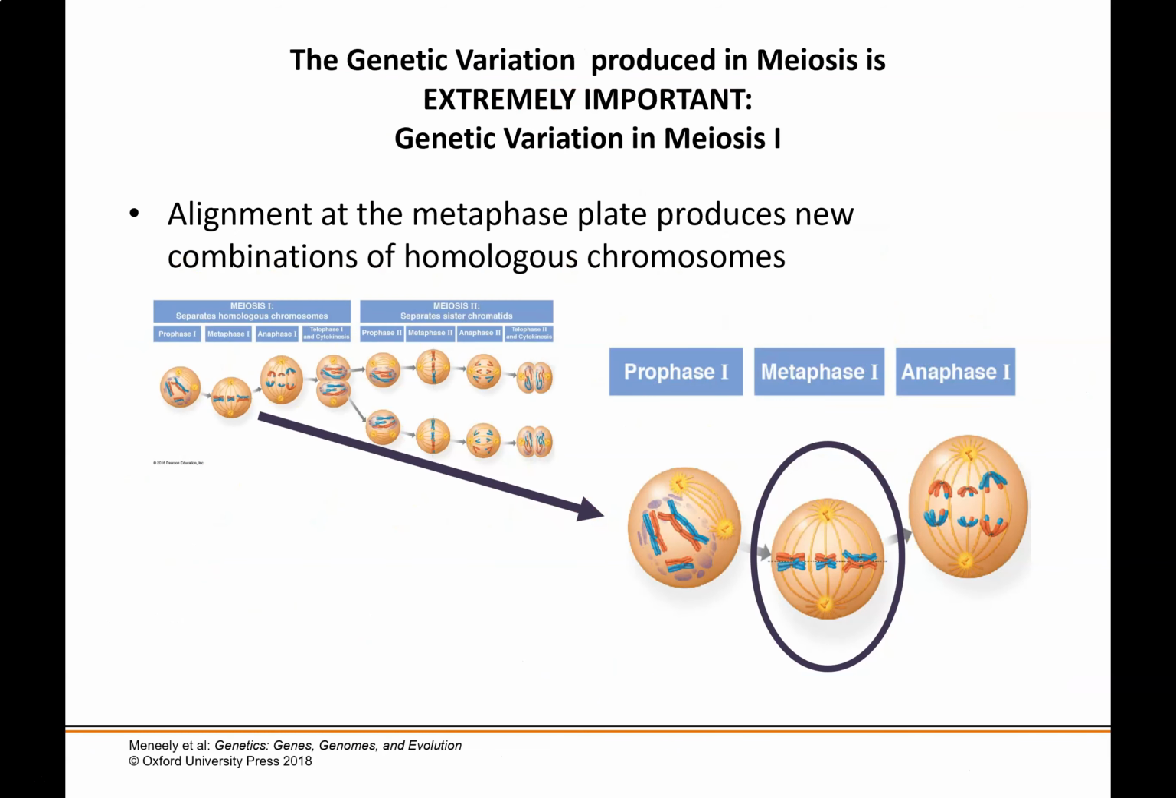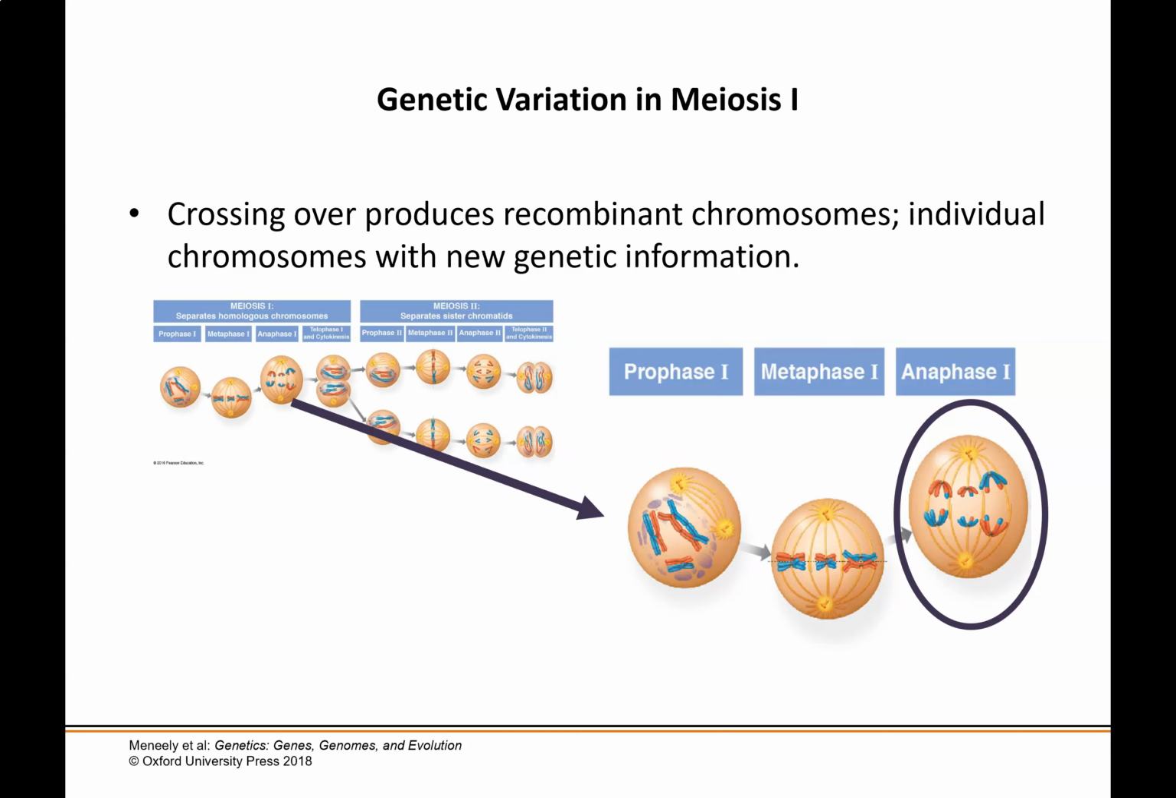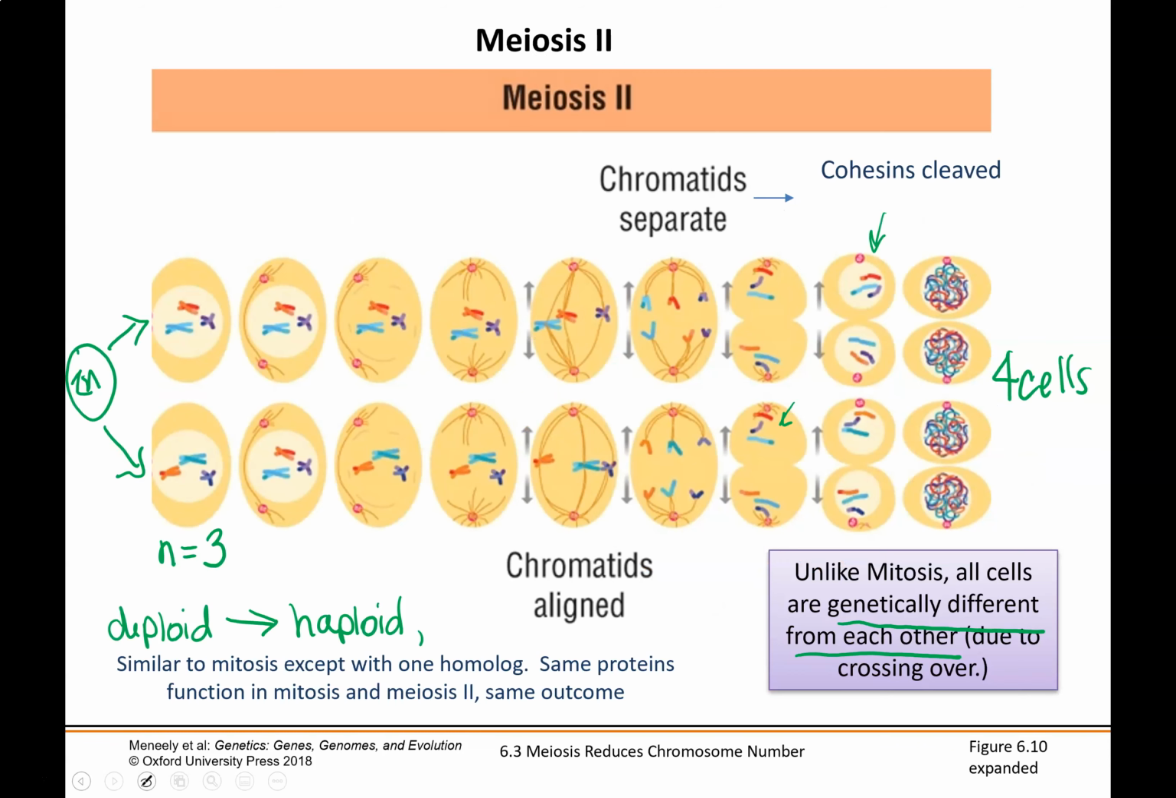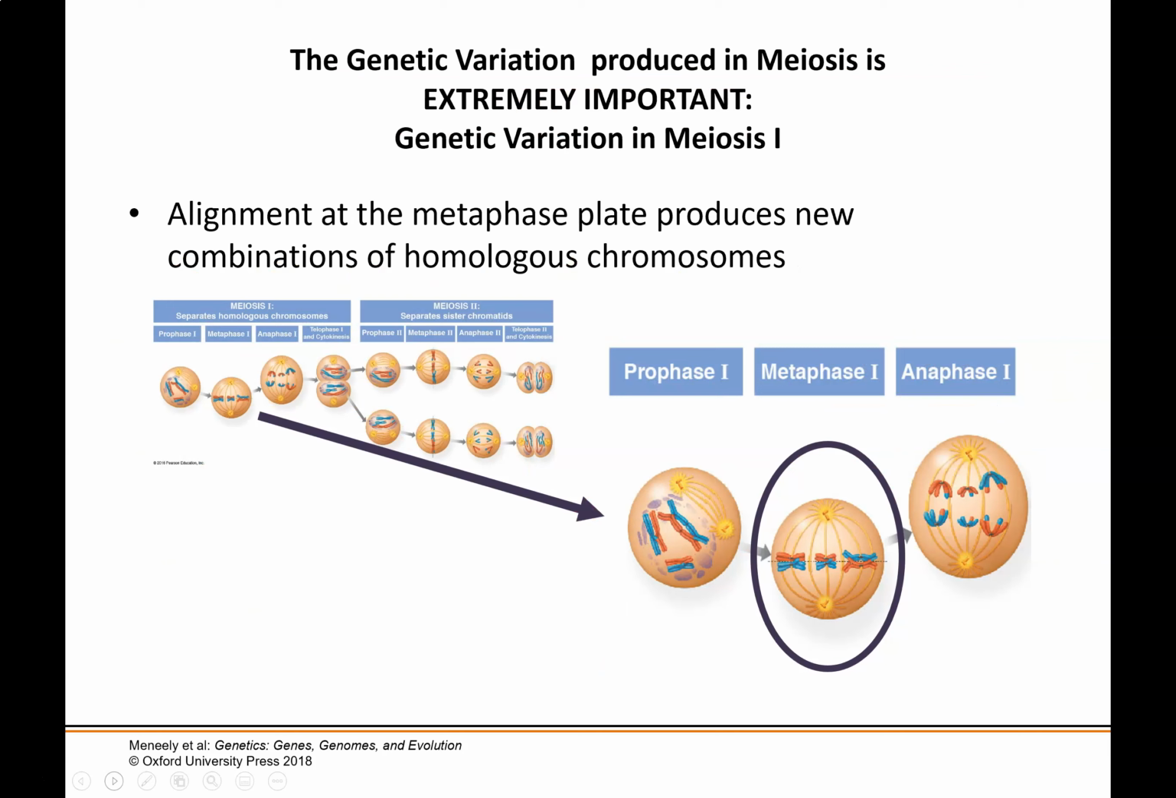So before we finish up with meiosis, I want to recap the importance of meiosis. The reason that meiosis is so important is twofold. One is that we reduce the number of chromosomes. So we produce our haploid cells. But the other is that we get genetic variation at the end of meiosis. Now, this variation comes from a couple of different places.